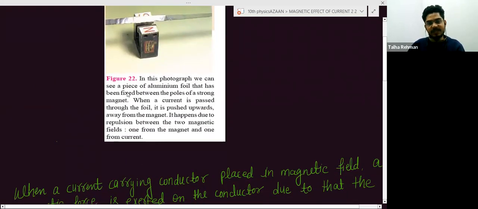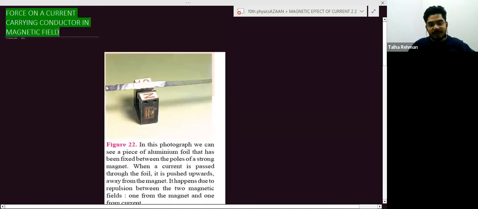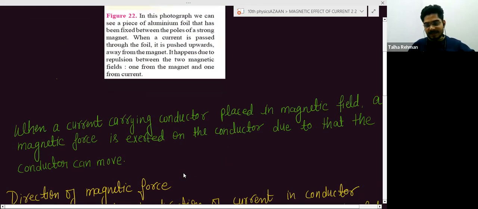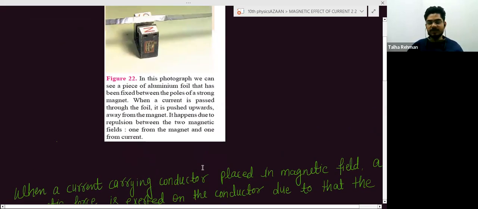In this photograph, we can see a piece of aluminium foil that has been fixed between the poles of a strong magnet. When the current is passed through the foil, it is pushed upward away from the magnet. It happens due to the repulsion between the two magnetic fields, one from the magnet and one from the current. So basically, if in this conductor there is current, due to that there will be one magnetic field, and due to this magnet there will be another magnetic field. Both the magnetic fields are repelling. Due to that, this conductor will be pushed upward. Means this conductor experiences some magnetic force, you can say.